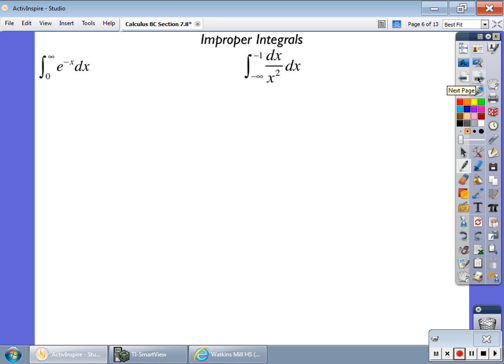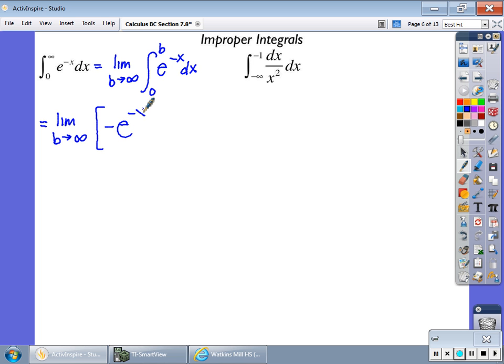Okay, so the integral from 0 to infinity of e to the negative x dx. Well, upper limit of integration again, so we're going to take the limit as b approaches infinity of the integral from 0 to b of e to the negative x dx. And that is the limit as b approaches infinity. The integral of e to the negative x is negative e to the negative x, and we're evaluating from 0 to b.